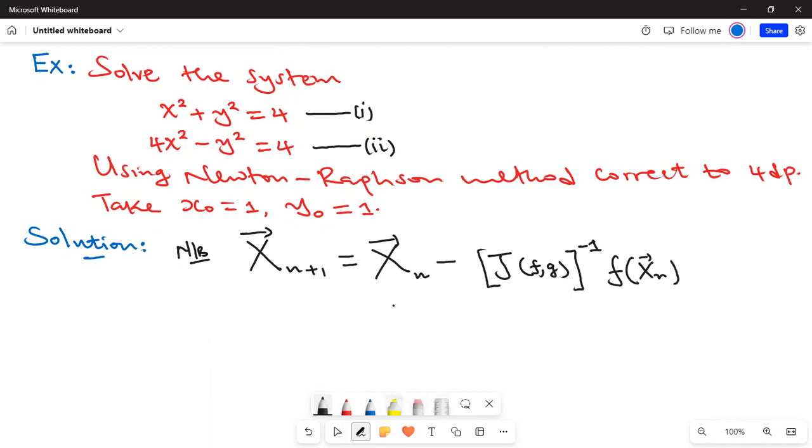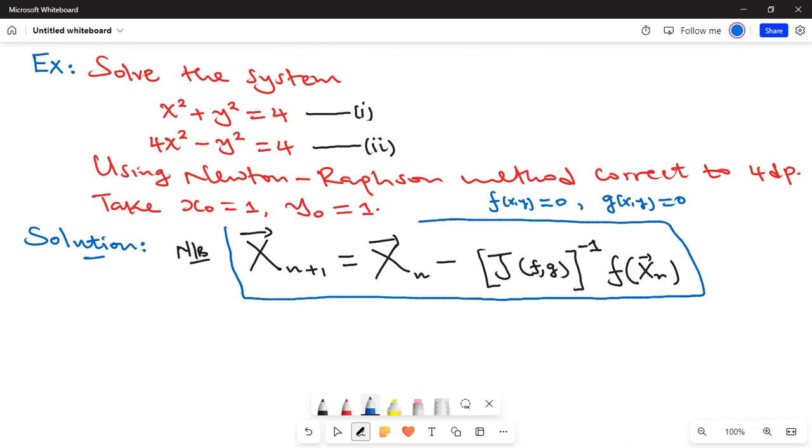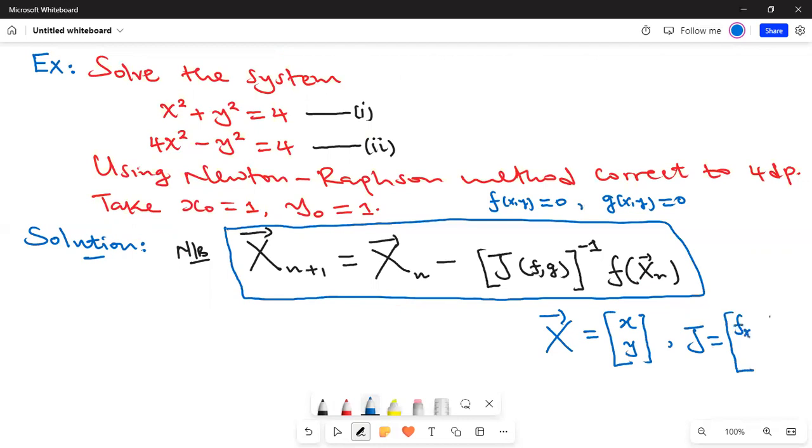And remember, this is the formula when you have this kind of a system, that f of xy is equal to 0, the first equation, and the other equation is that g of xy is equal to 0. So you'll need to find the Jacobian matrix of f and g. So remember, this is the formula. And what we call x of xn, let me write it here, that our x vector is simply this vector xy. So if it is evaluated at xn, it will be xn yn. And the Jacobian matrix, our J is this matrix, partial f with respect to x, f with respect to y, g with respect to x, g with respect to y. So you are going to find its inverse.